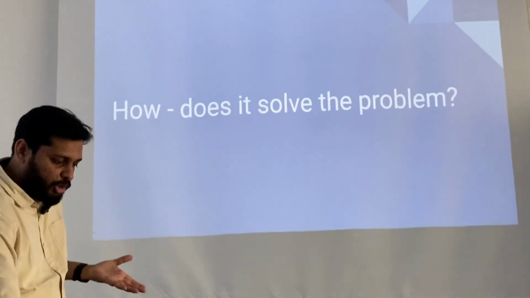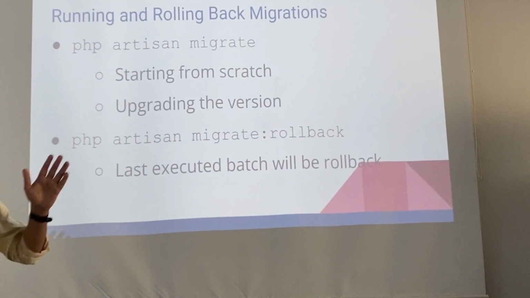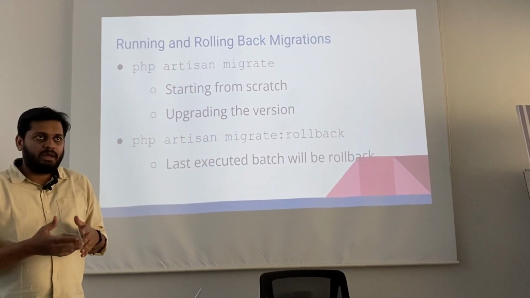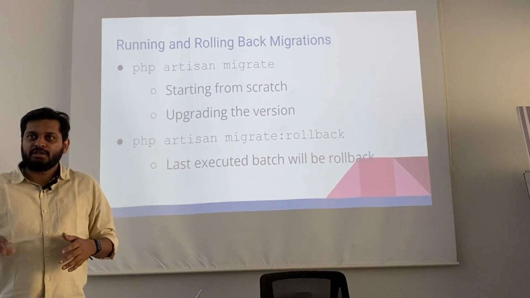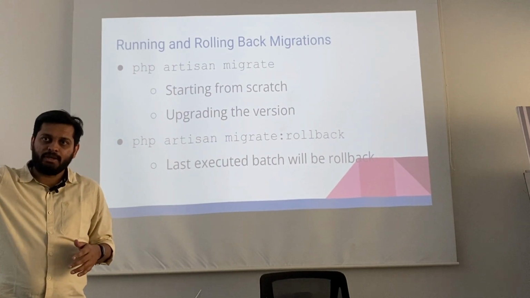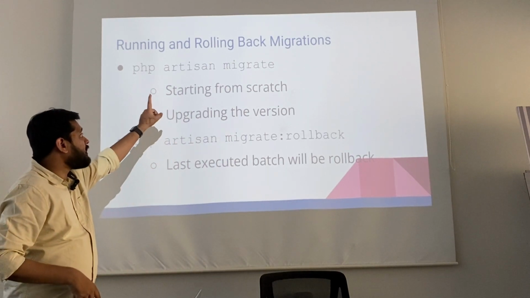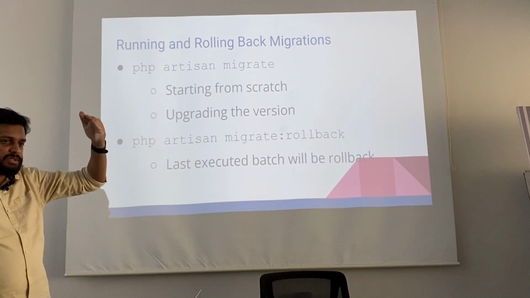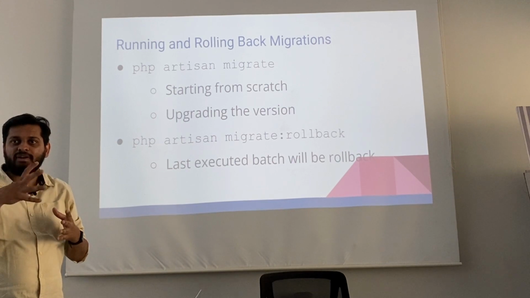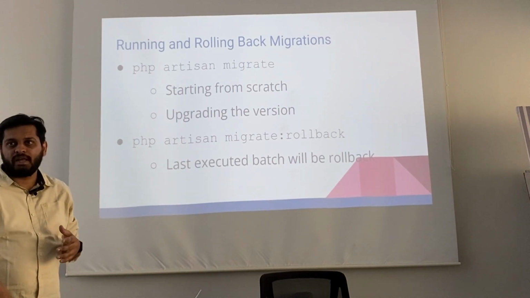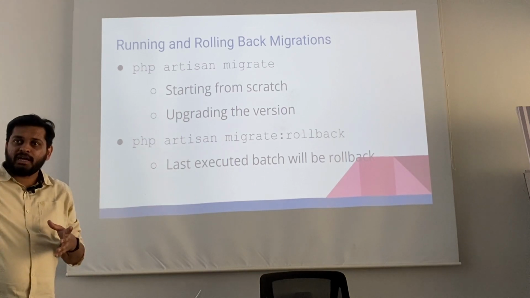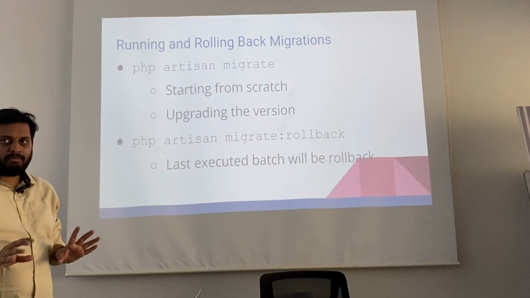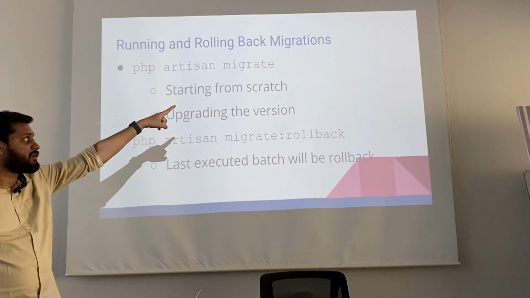Now, how does it solve the problem? So now we saw a command that was helping us create the migration file. But now obviously we need to execute it. It needs to actually perform the operations inside the database. So for that, first command: php artisan migrate. What it will do is it will start from scratch. Let's say we have 10 migration files, it will run all 10 migration files. It will run respective queries on the database individually. All clear? That's the php artisan migrate.